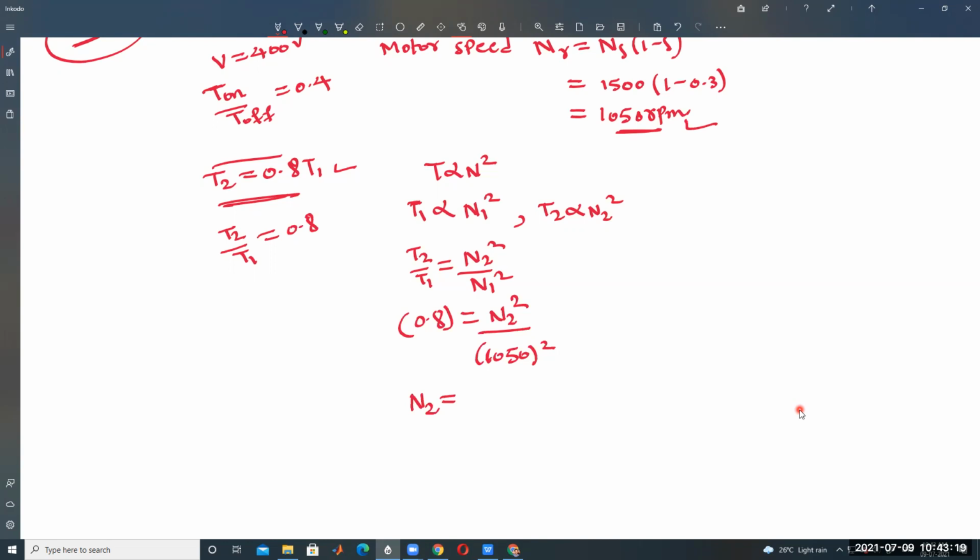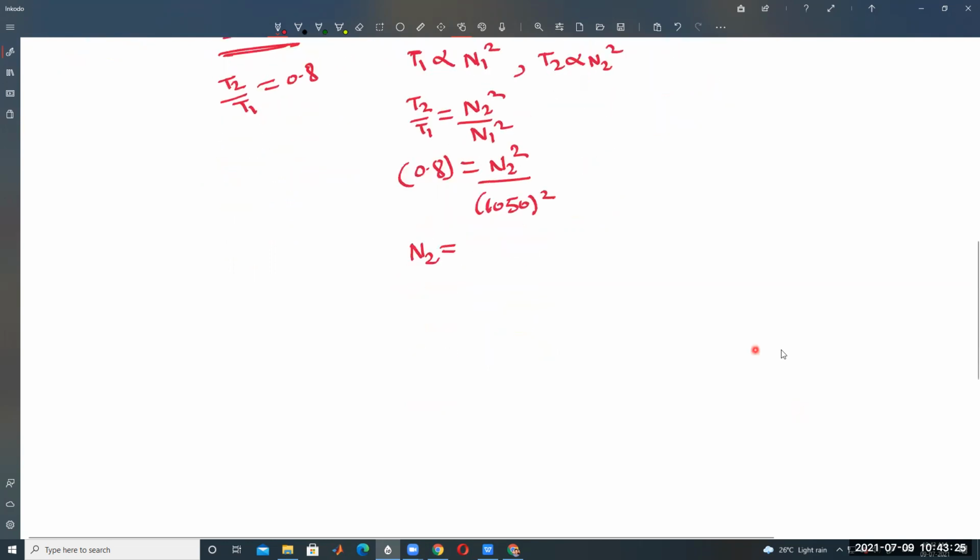Tell me what is the N2 here? Use the calculator and find this. Simple, substitute these values and you will get 939 RPM. Is it correct or not? Verify.